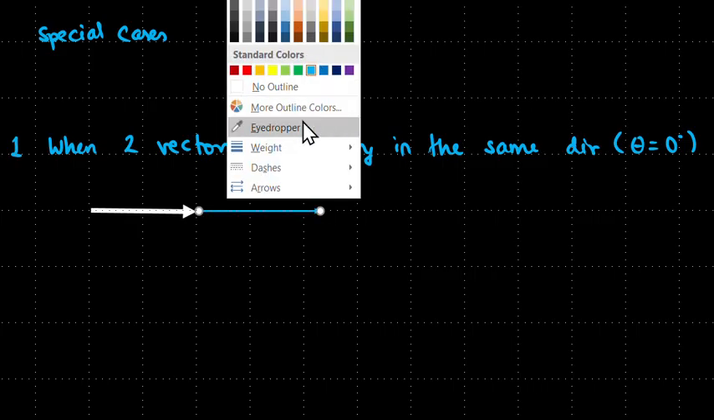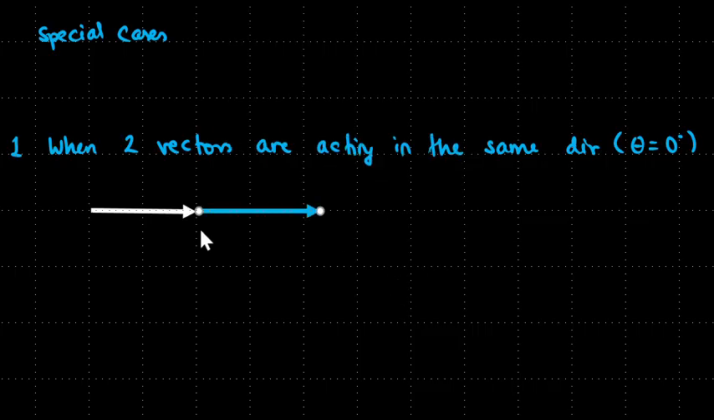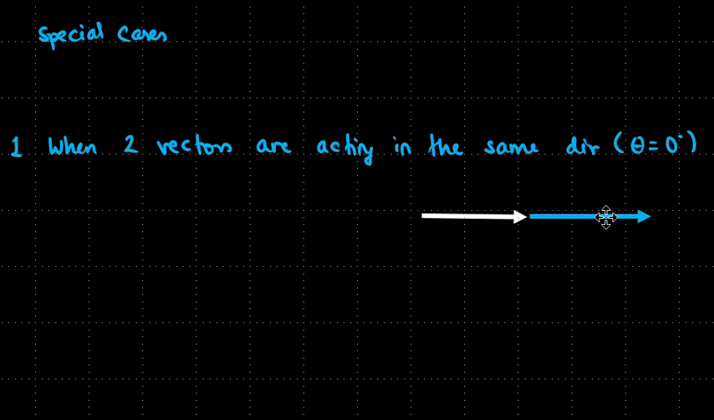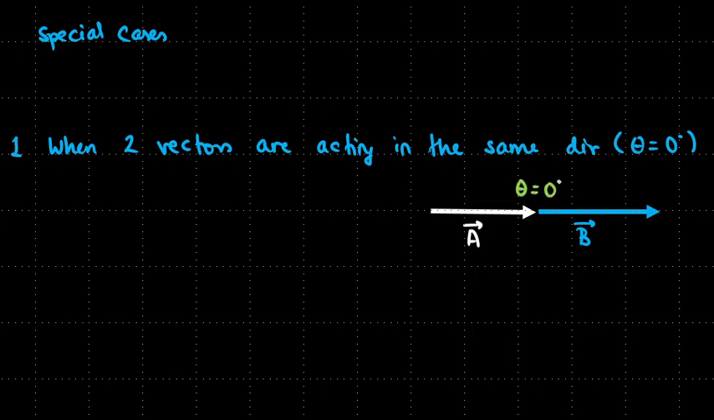I think this was blue. Wait, 6 pixels, sorry. Let's move it over here. And this was vector A, this was vector B. Both are in the same direction, both have an angle between them of 0 degrees.